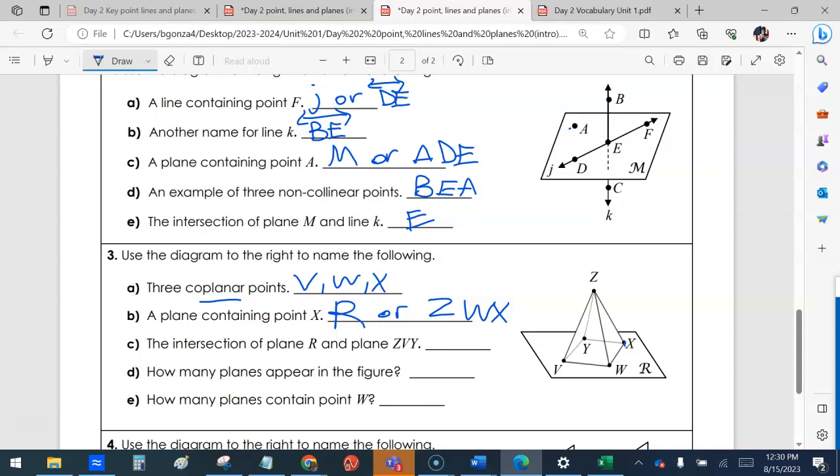Now, this asks us, where does plane R intersect with ZVY? ZVY is this triangle. Okay, now where does this triangle touch the bottom flat plane? What do y'all think?